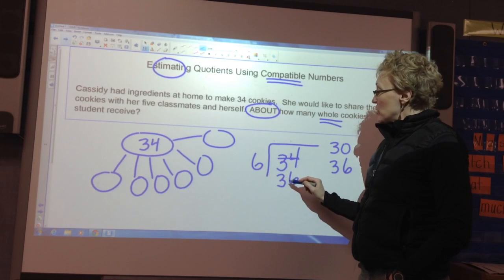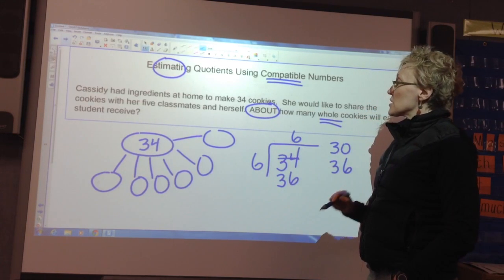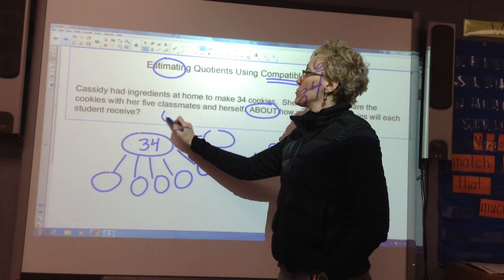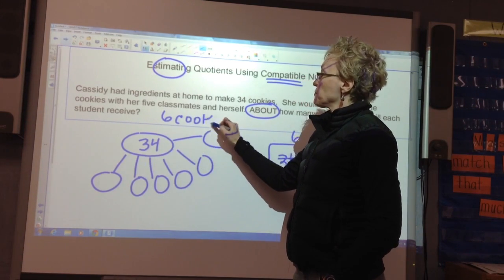Now we just divide. How many 6s go into 36? And your answer is 6. So about how many whole cookies will each student receive? That would be 6 cookies.